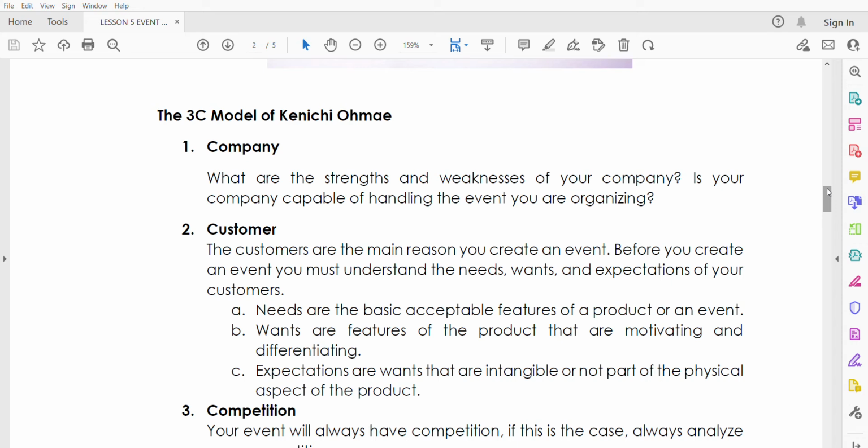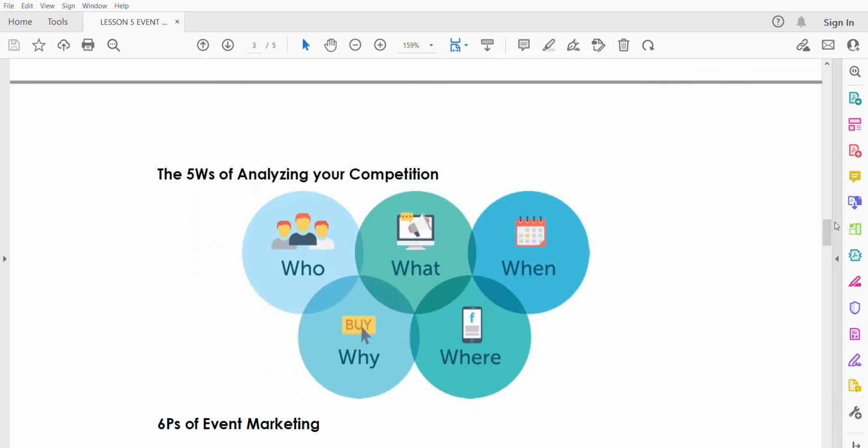Then you also have to focus your attention to your competition because your event will always have a competition. So you have to always be ready and you have to analyze your competition. So in analyzing the competition, you can use the 5 W's, the who, what, when, why, and where. So why are your competitors organizing an event similar to yours? Who are your competitors? Who are their partners? And who are their exhibitors or sponsors? So you have to know those information.